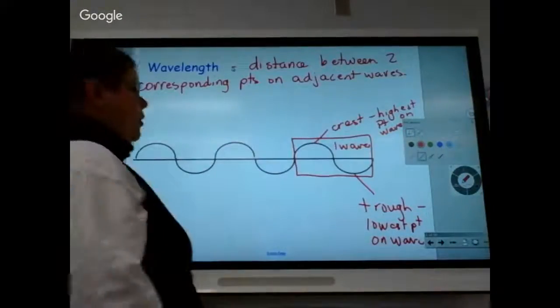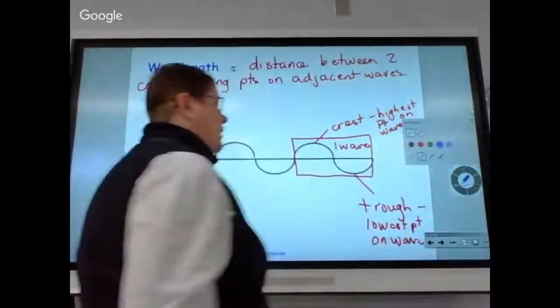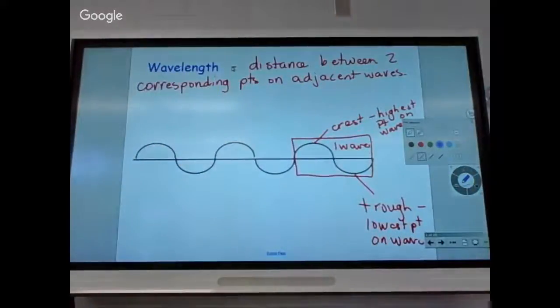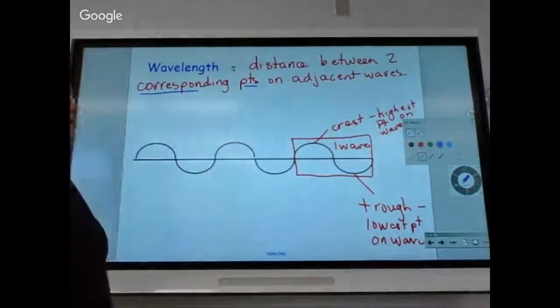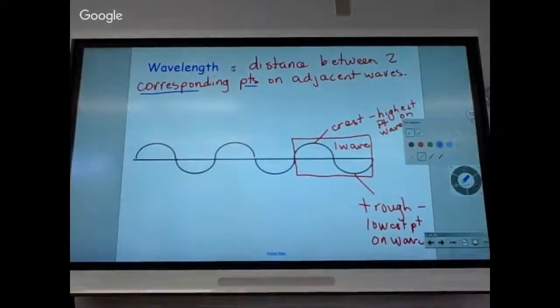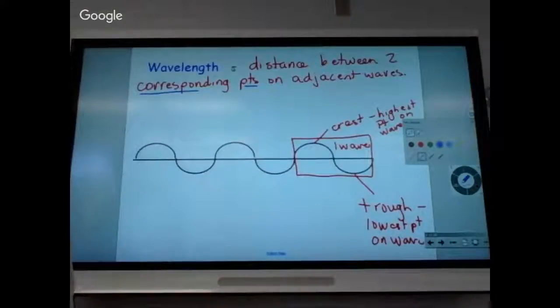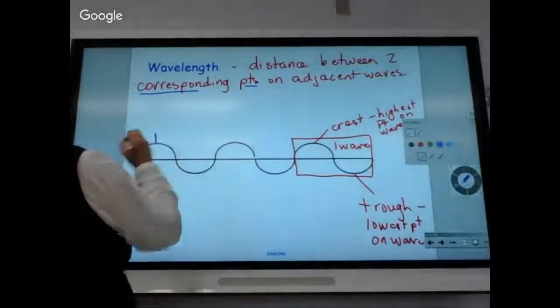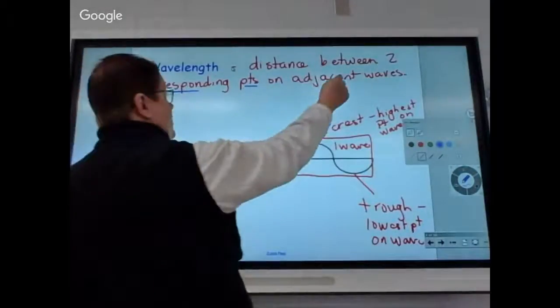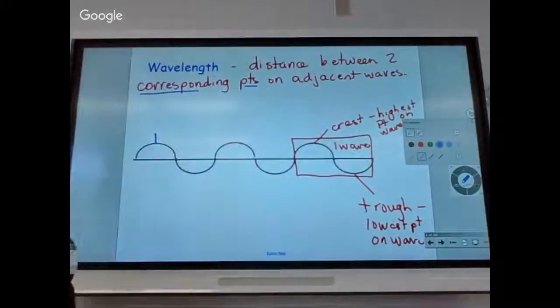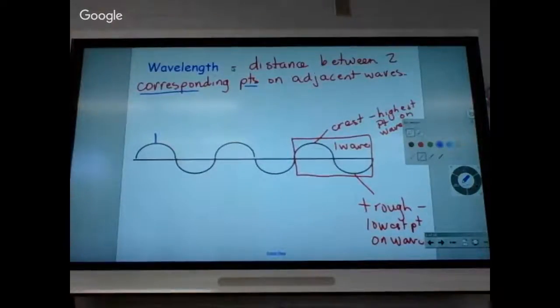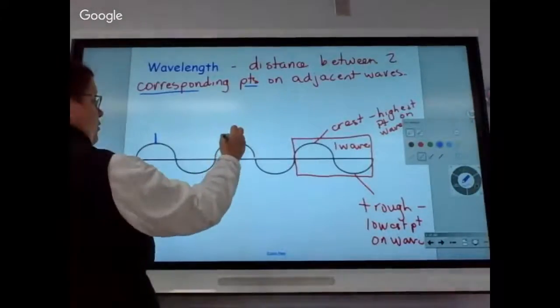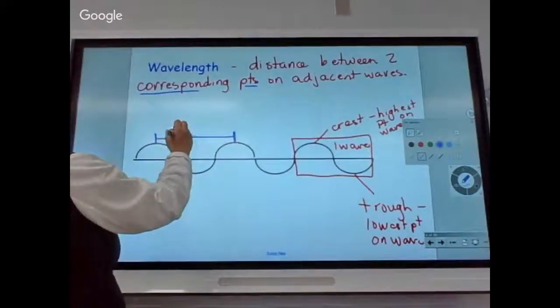Now, if we want to measure a wavelength, the easiest way to do it for most of us, because we want to go from corresponding points, would be to go from where to where? Crest to crest. Yeah. So if I went from this corresponding point, now what's adjacent mean? Next to. Okay. So if I went from this crest, I could go to this crest. That would be a wavelength.